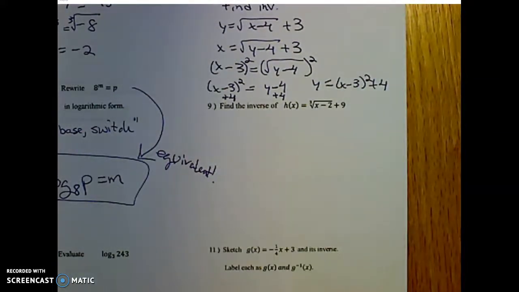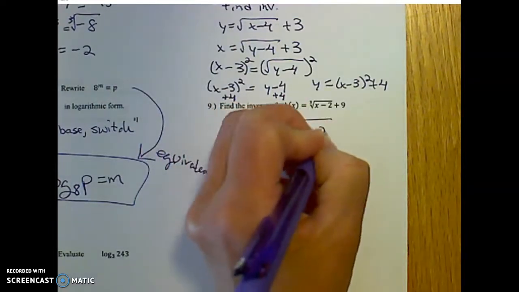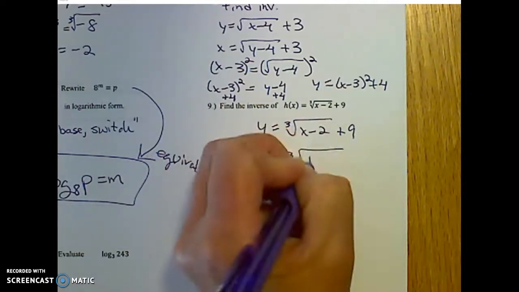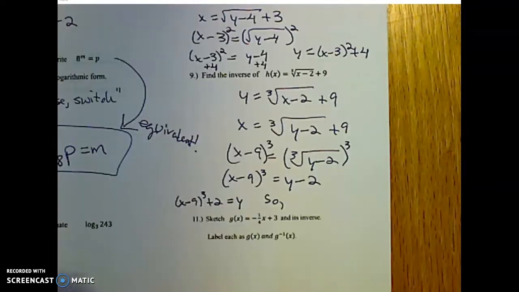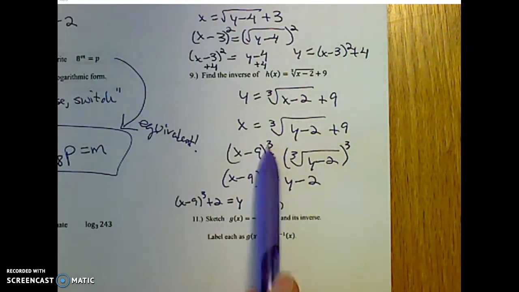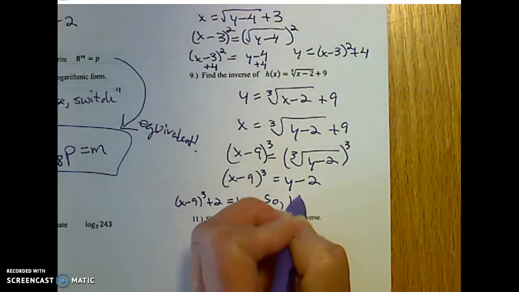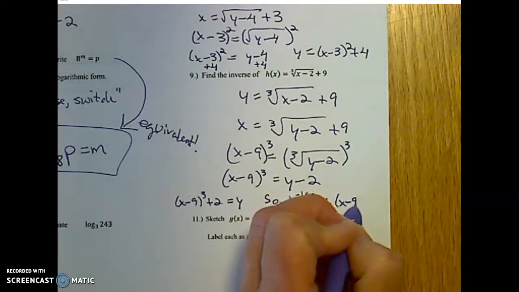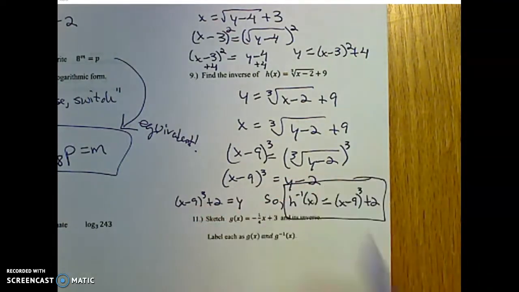Find the inverse of this function. Okay, I'm going to rewrite this as y is equal to the cube root of x minus 2 plus 9. I'm going to switch the x and the y. Y minus 2 plus 9, and take a moment and solve for y. Alrighty, subtract 9, cube both sides, add 2. I isolated y, so that means h inverse of x is equal to, what is that? X minus 9 cubed plus 2. Alrighty.